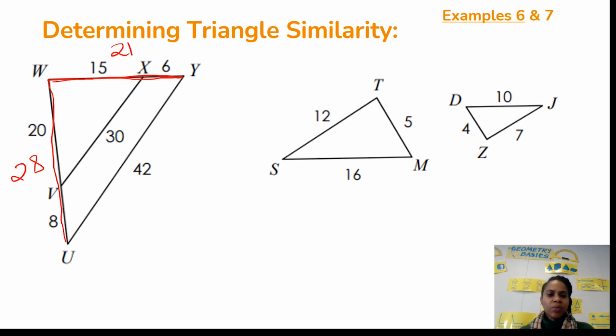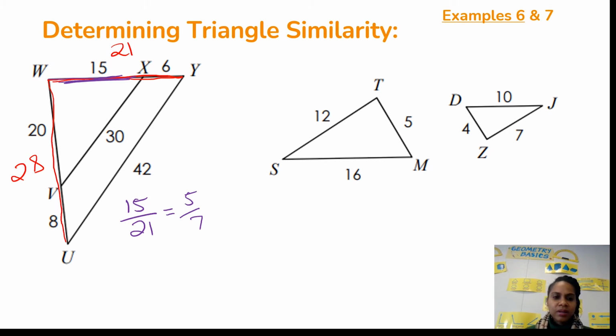And so now we want to set up fractions or proportions to see if they reduce to the same thing to see if this triangle is similar. All right. So I'm going to start out with this side right here, WX over WY. So the smaller triangle, I'm putting it in the numerator, 15. The larger triangle side is 21. And I'm going to reduce this fraction. They're both divisible by 3. So that reduces to 5/7.